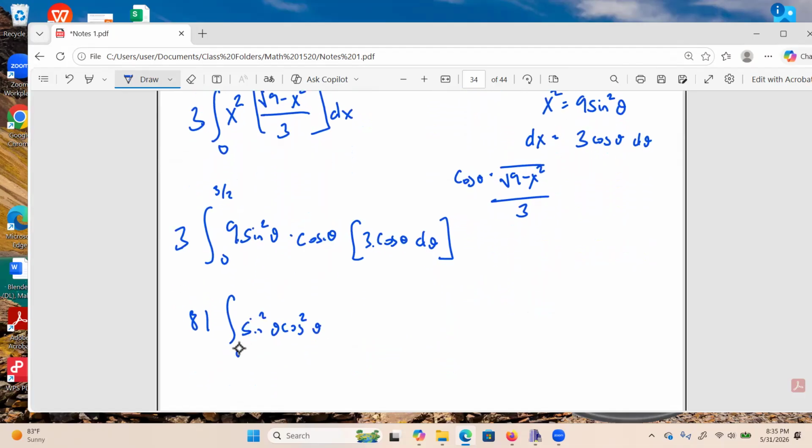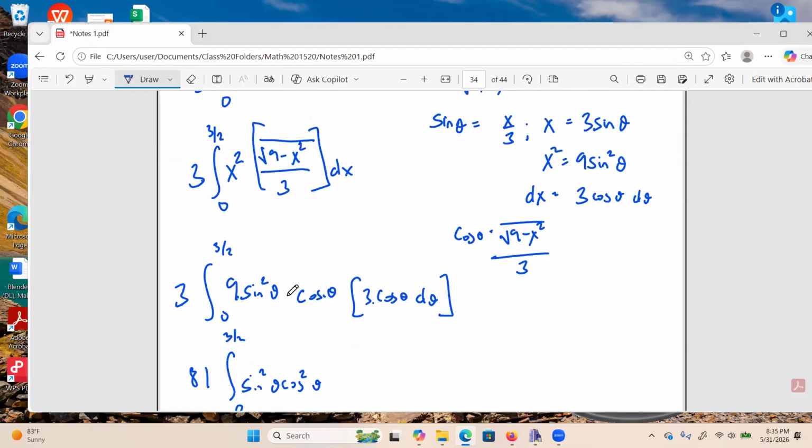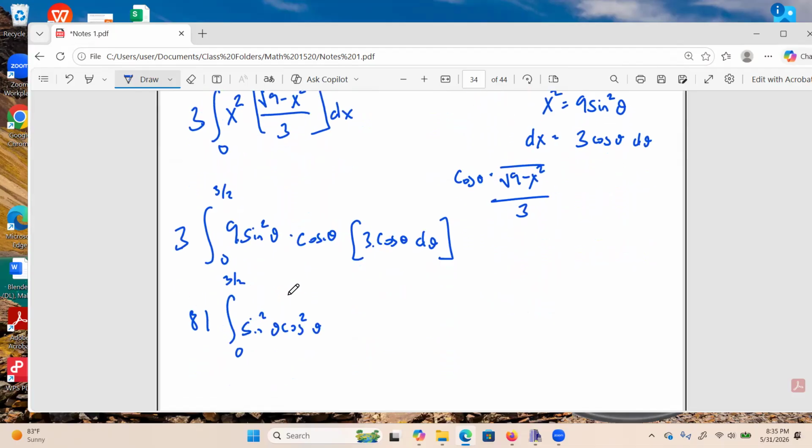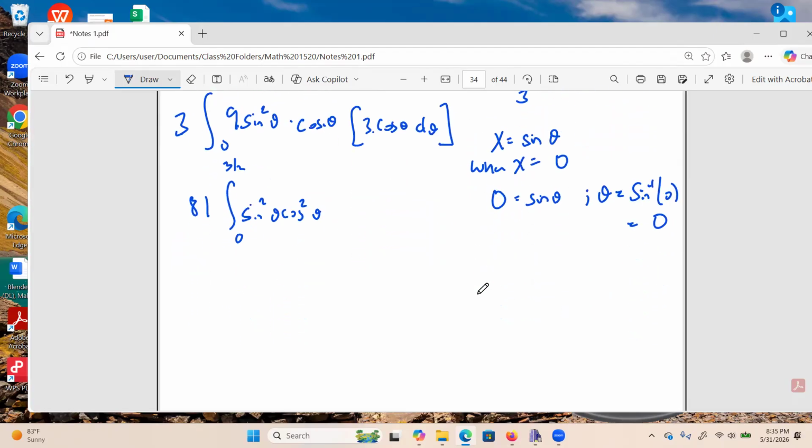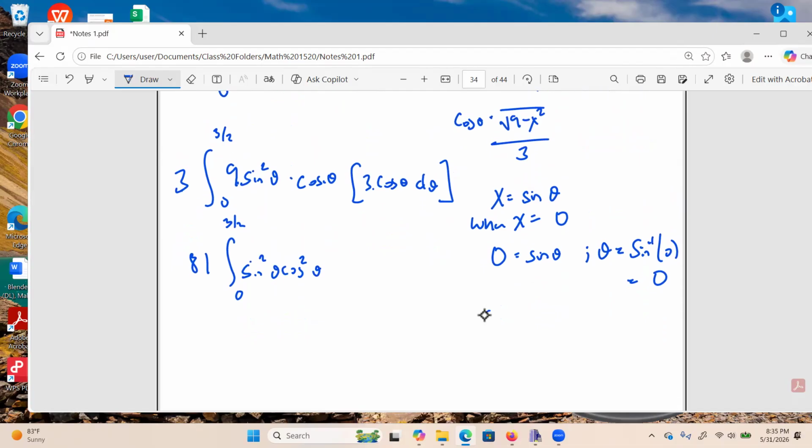I'm going to do one more thing before I jump into doing this integral. I'm going to go back up here and say, x is equal to 3 sine theta. When x equals 0, we have 0 is equal to sine theta. Therefore, theta is equal to inverse sine of 0, which of course is 0. Now we're going to have 3 halves.